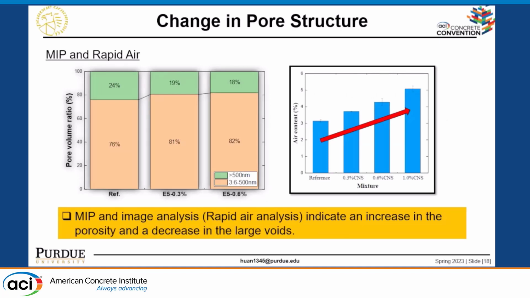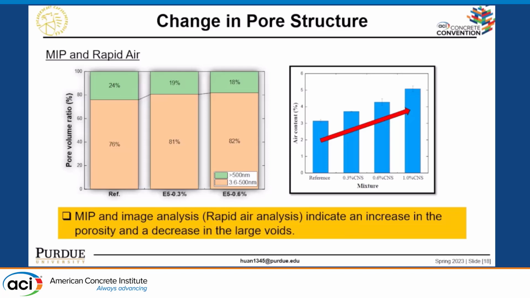We did the MIP and rapid air image analysis method. As you can see on the left, the result of the MIP indicates an increase when we have the nanosilica. We can increase the portion of the small voids, and the large voids are reduced. So we kind of eliminate those large voids, but we increase the number of the small voids. On the right is the overall air content. As you can see, the air content was increased when we have the CNS.